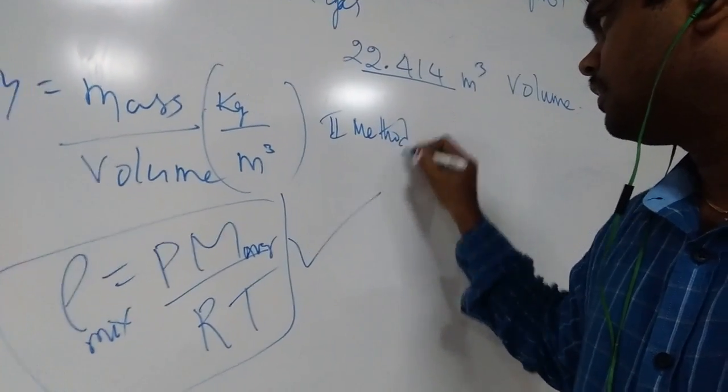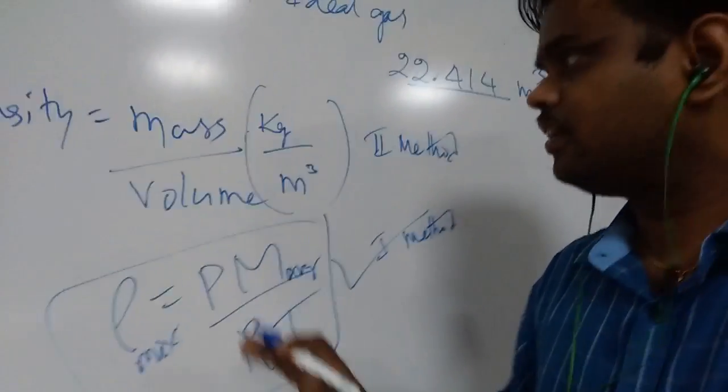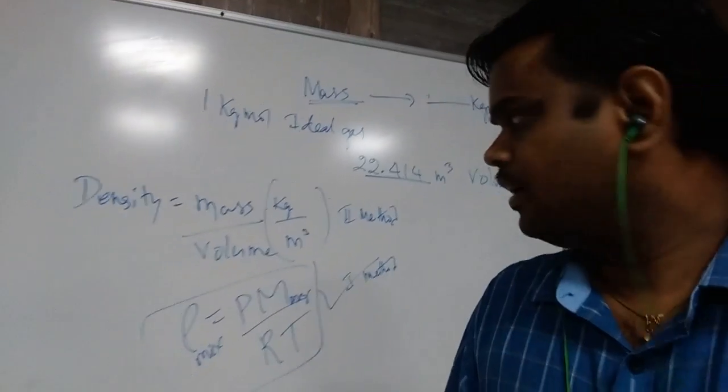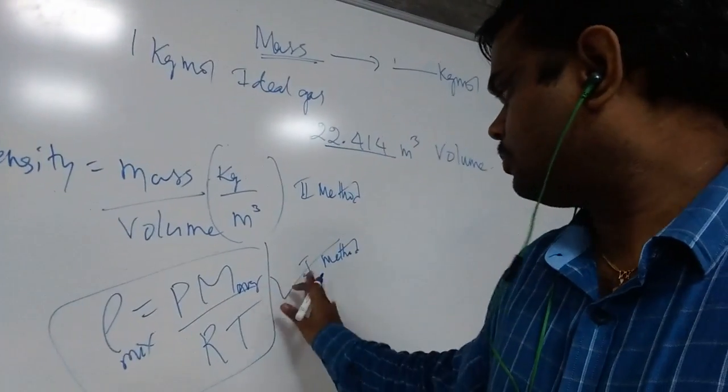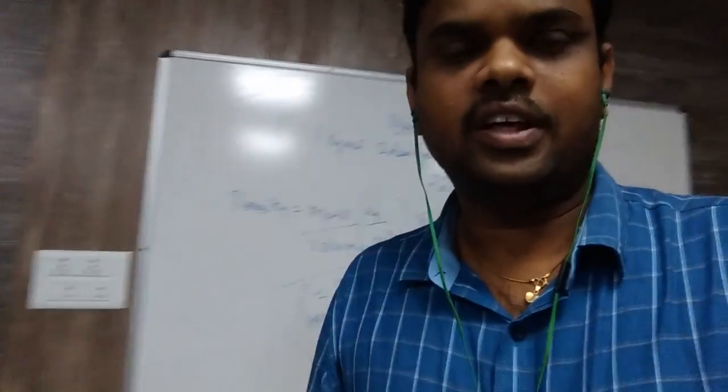If no method is mentioned, you can do it directly. Otherwise, if a method is mentioned, then you have to use the rho equal to P M by R T formula. So that is the way we are going to solve this numerical.